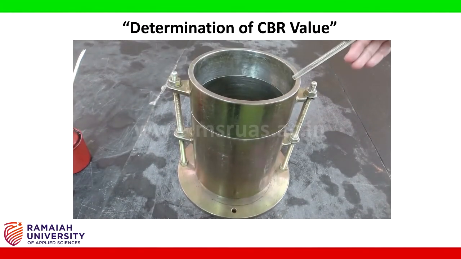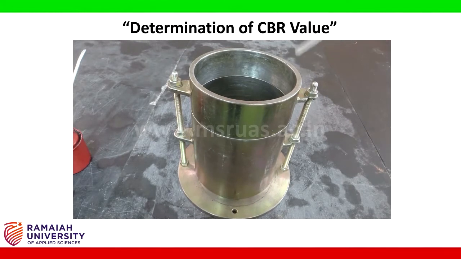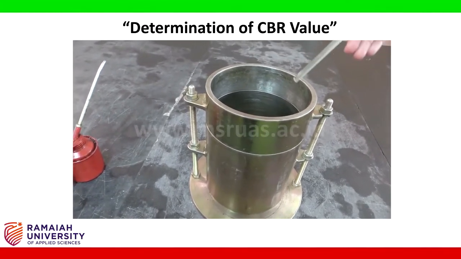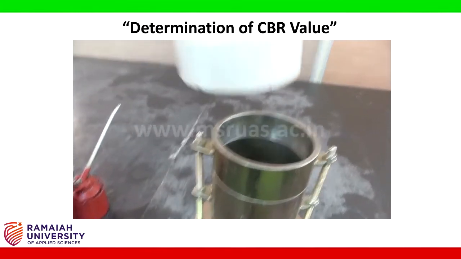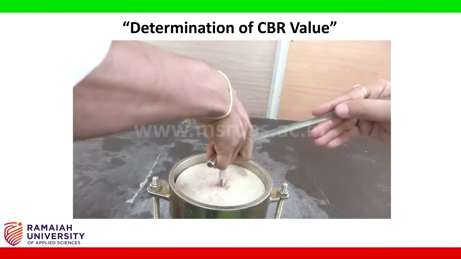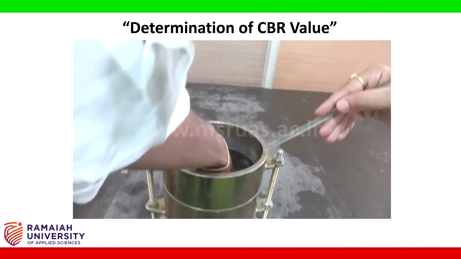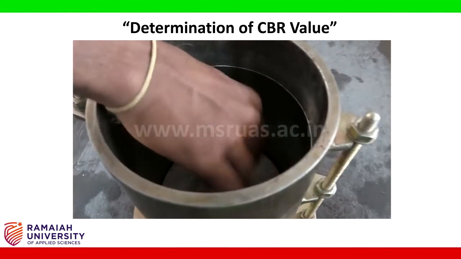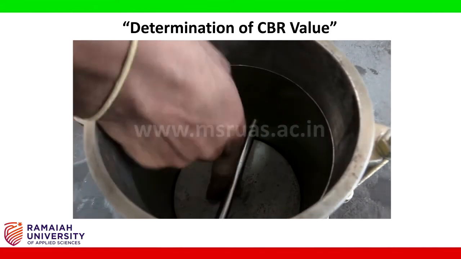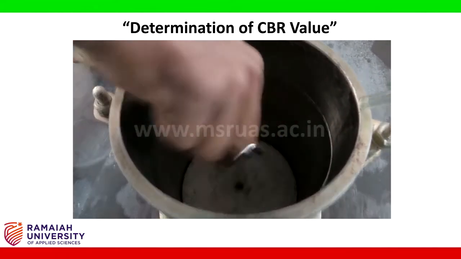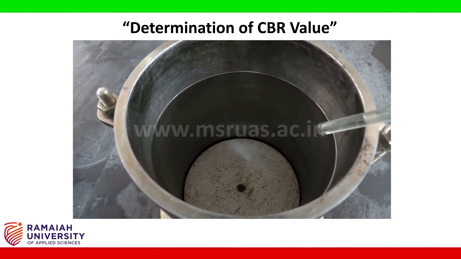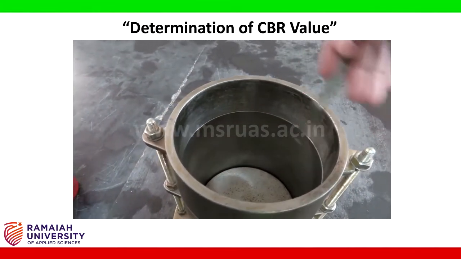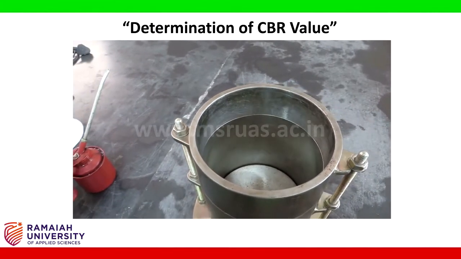Once the oil is smeared, the next step would be to place the spacer disc at the bottom before we start the compaction process. You need to make sure that you place the handle on the spacer disc and drop it slowly in the mold. Once it has been placed, unscrew the handle and remove it such that the spacer disc is left behind at the bottom.